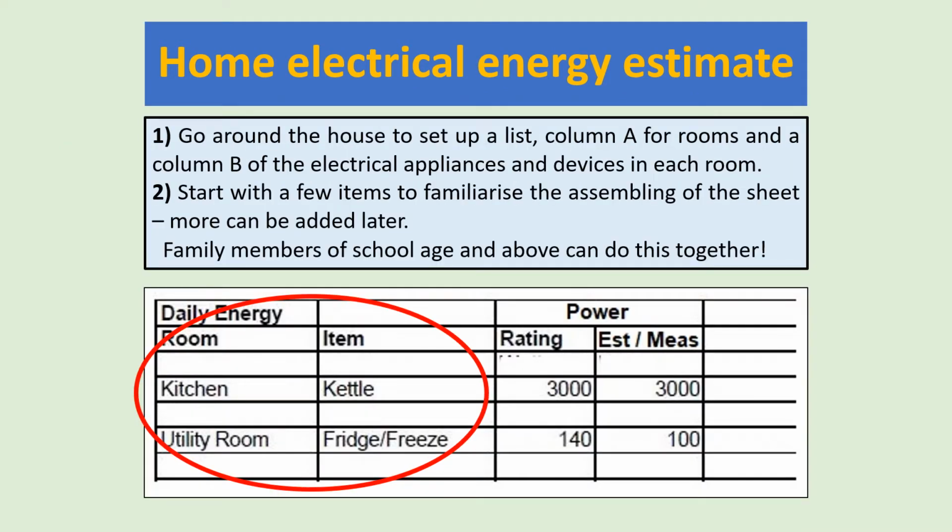Start by going around your house to list two columns of electrical appliances and devices in each room. This is in column A. I suggest you start with a few items in column B to familiarise yourself with assembling the sheet, as more can be added later. Family members of school age and above can do this together.